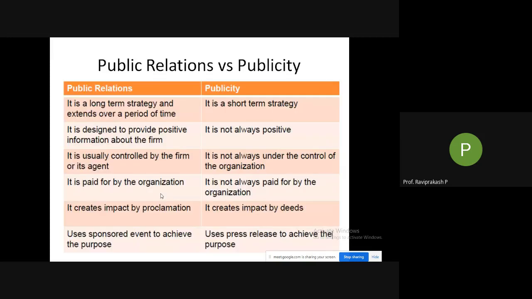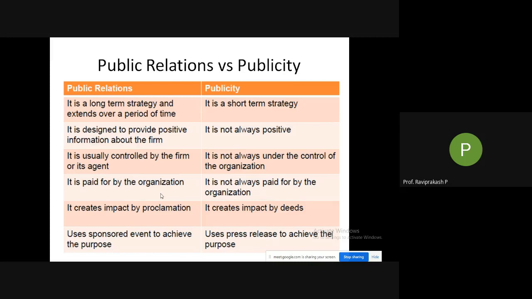Then, if you ask me the difference between public relations and publicity. Here you can see public relations is a long-term strategy and extends over a period of time. Publicity is short-term. People tend to forget publicity. Public relations is designed to provide positive information about the firm. Publicity is always positive. As a company, we need only positive things to be circulated among the customers or prospective customers. But it is usually controlled by the firm or its agent, that is PR.